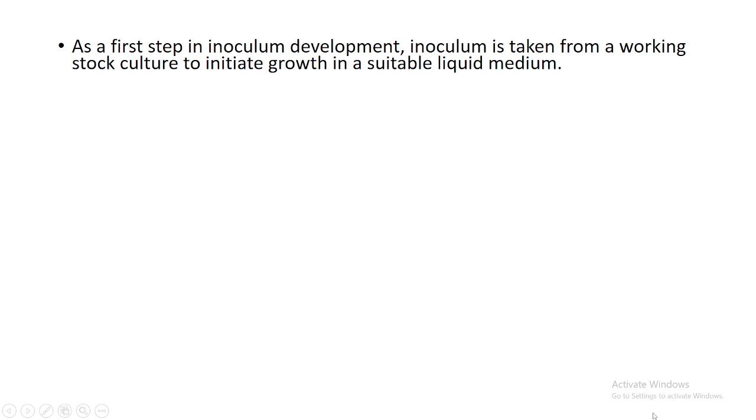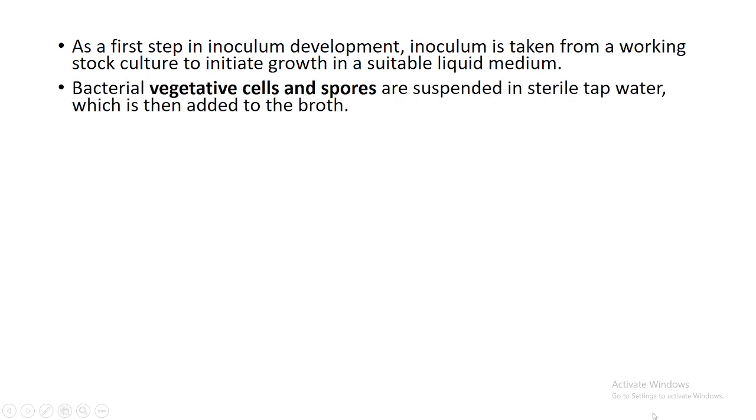Okay, so there are a few steps for the inoculum development. The very first step is that the inoculum is taken from the working stock to initiate its growth in the liquid medium. So you'll have a stock culture in which your inoculum is maintained in its dormant form or in its less active form. From this working stock culture, you'll have to initiate the growth of the organism. So you'll be inoculating this in a suitable medium, in a liquid medium.